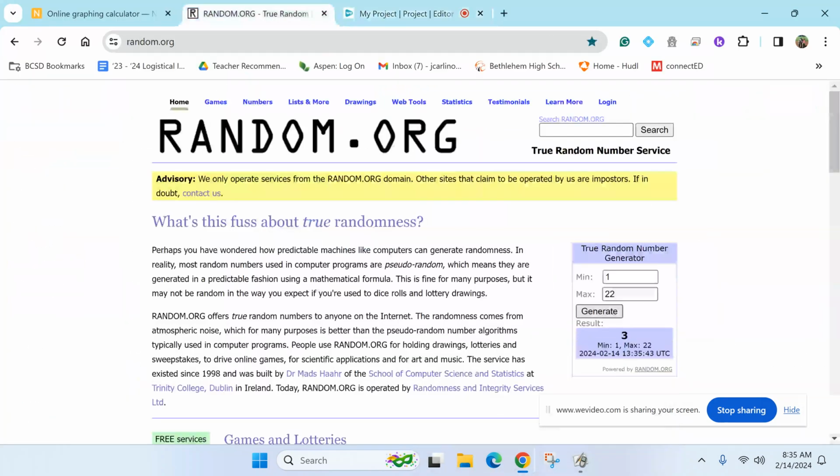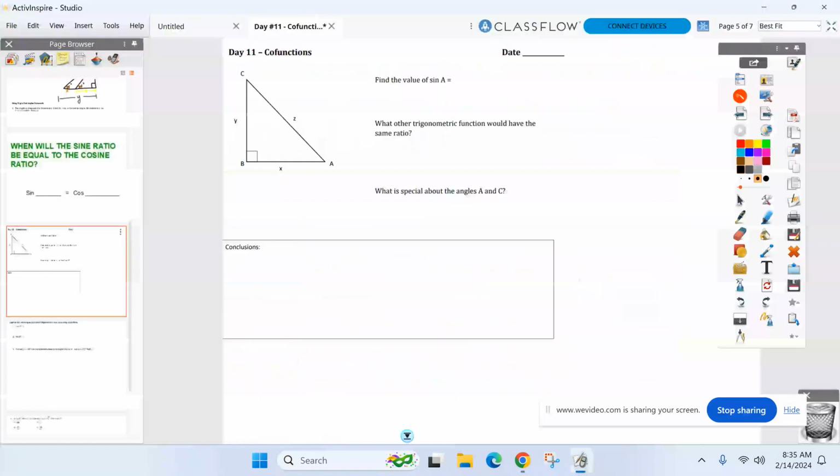Let's have a good day today. Lauren, what do you got? Good, Y over Z. Opposite over hypotenuse.